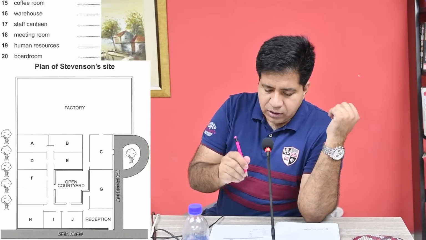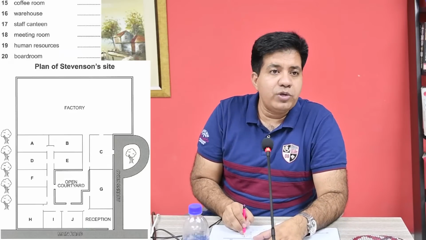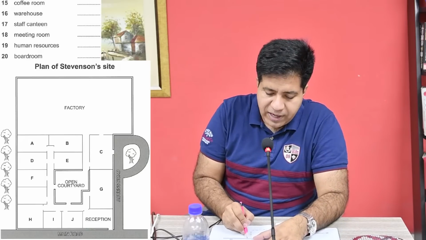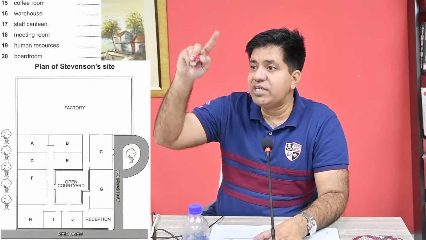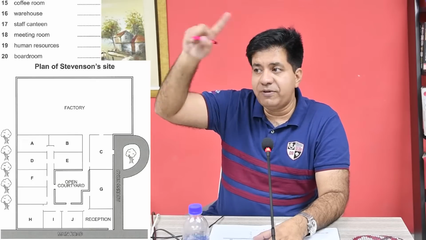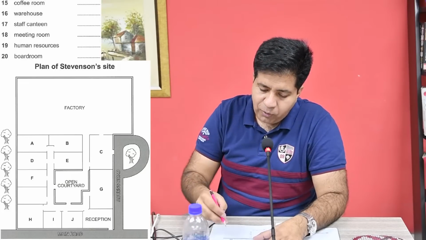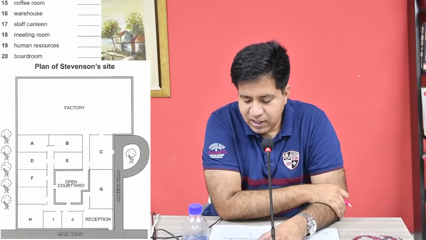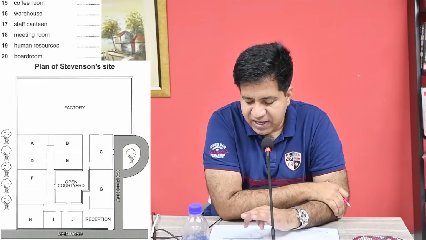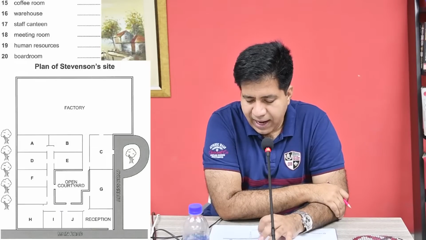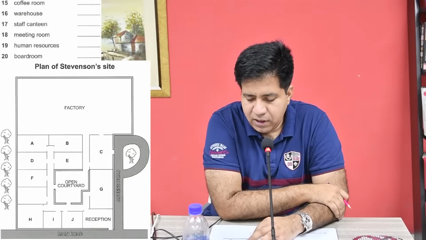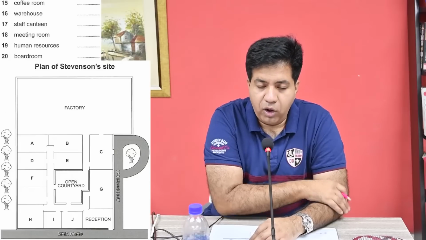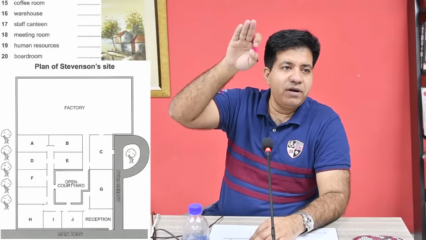You guys can see there is a main road, okay? So, underline main road. First, you need to see the roads, by the way. On the map, first of all, you will see the roads. Main road. Can you see access road? Yes. So, one main road and one access road. And then we have reception. And in the middle, we have open courtyard. And on the top of the map, we have factory.